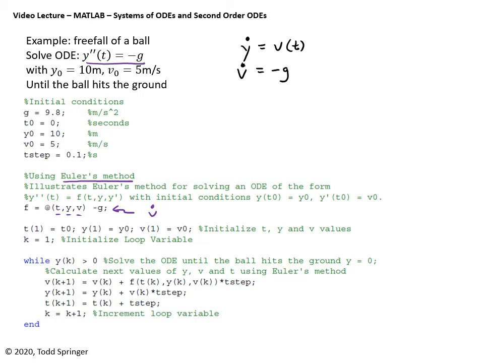While loop, while y is bigger than 0, so as long as the ball has not hit the ground yet. Now I do my Euler's method. So how do I find the next value of v? I take the previous value of v plus the slope of v, which is the acceleration. In this case, it's just equal to minus g, but I'm calling that function that I defined up here, in case I had a more complicated function, times delta t.